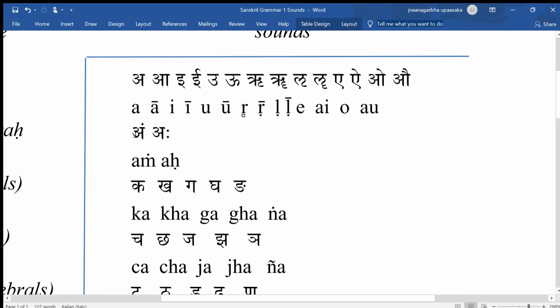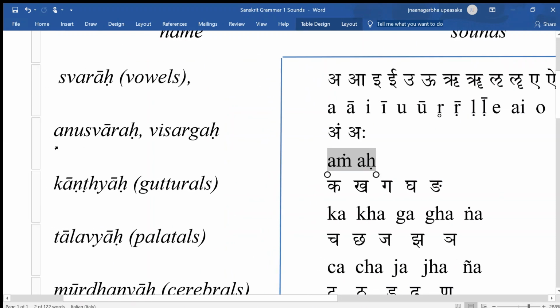The next two sounds, am and aha, are called Anuswara and Visarga, and they are two modifications of the vowel sound. The Anuswara is a kind of nasalization of a corresponding vowel, and the Visarga is a slight repetition of the vowel sound preceded by a small aspiration. So it's like aha in the case of a, is like ihi in the case of I, uhu in the case of u, etc.